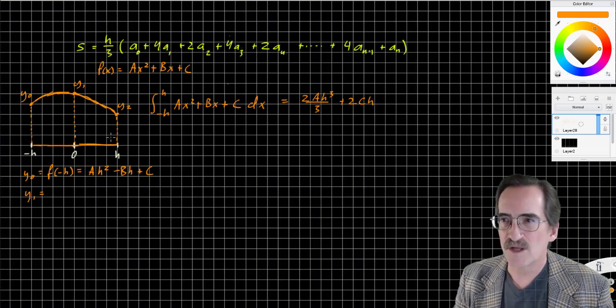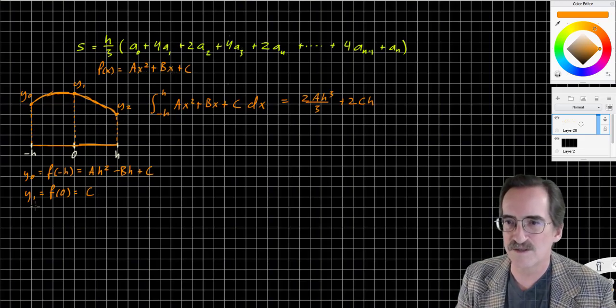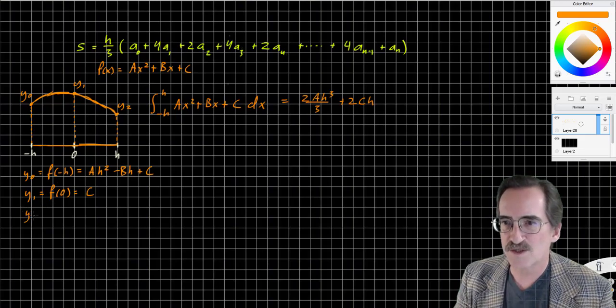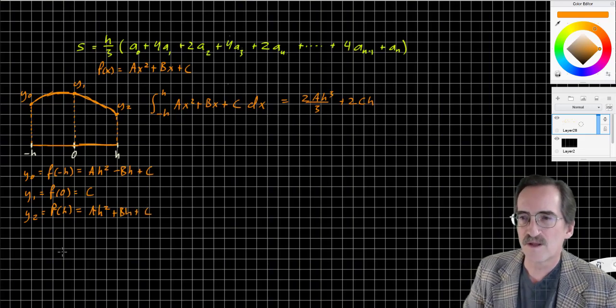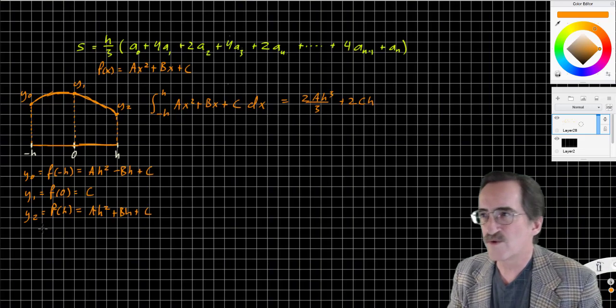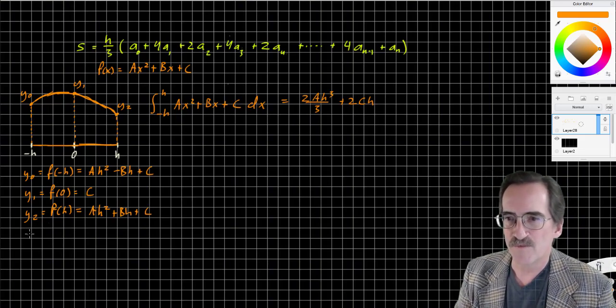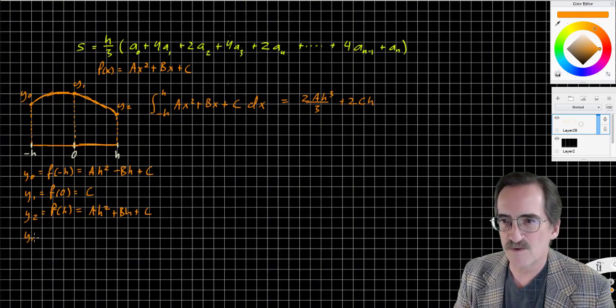y1 is going to be f of 0, and that turns out to be c, because the x squared and the x terms drop out as x is 0. All right, y2 is f of h, and f of h is ah squared plus bh plus c. And now the reason will become apparent in just a moment. I'm going to combine y0 and y2.